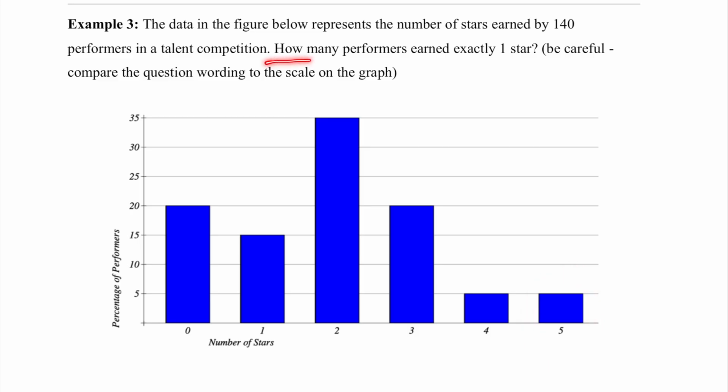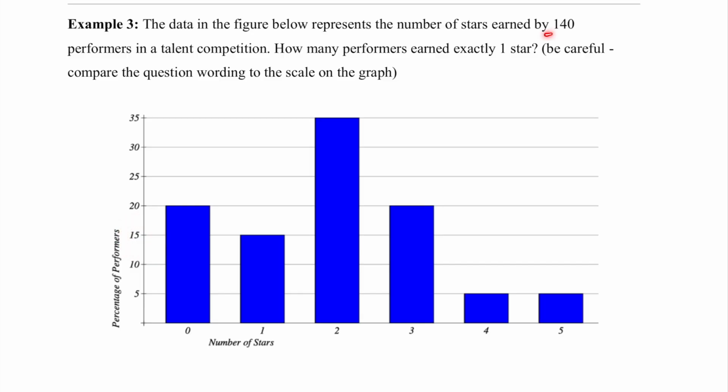Now, let's answer this question. How many performers earned exactly 1 star? The bar for 1 star reaches 15%. That does not mean 15 performers. It means 15% of all performers.